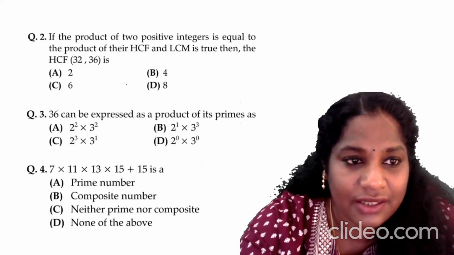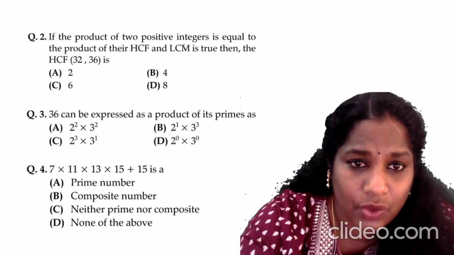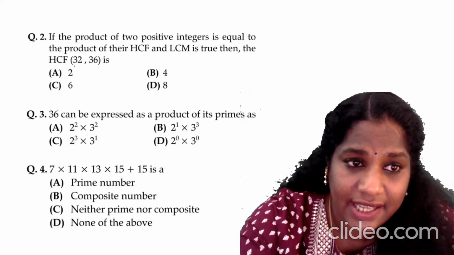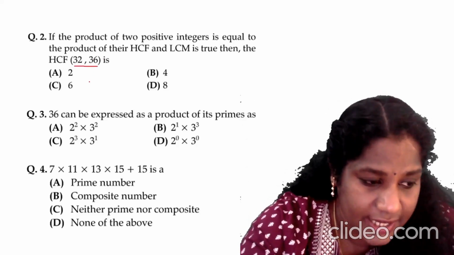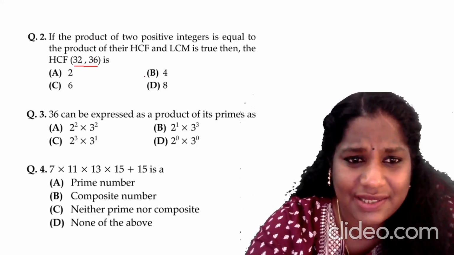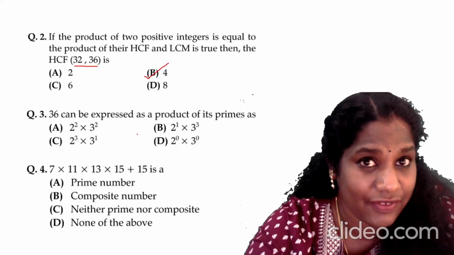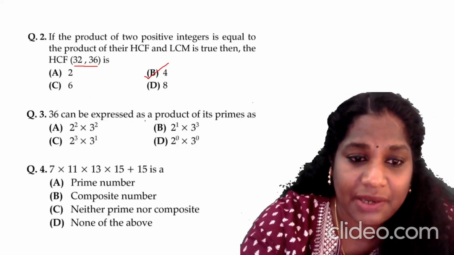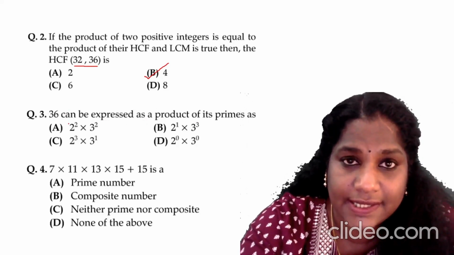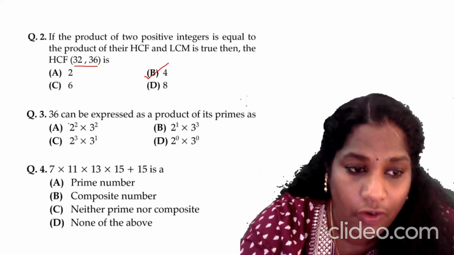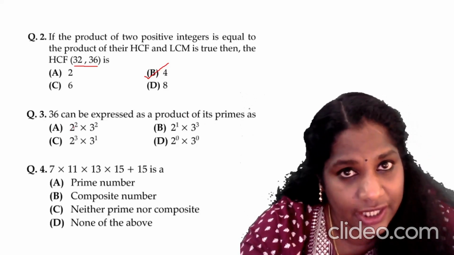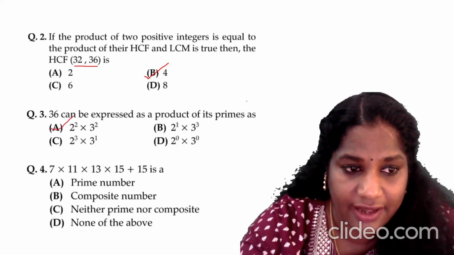So let's go to the next one. If the product of two positive integers is equal to the product of this, then the HCF of this is how much? Yes, what is your answer? This and all I don't think I have to do, right? It's very simple. B. Just check if you're getting the correct answer. 36 can be expressed as the product of its primes as what? Product of its primes. Which one will you go for? 2 into 2 into 3 into 3, 4 into 9.